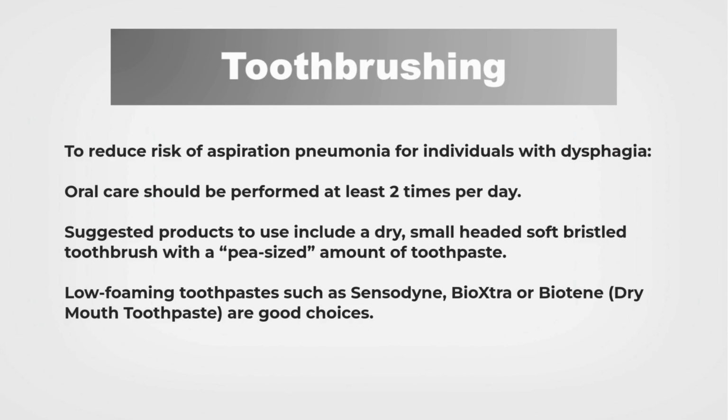Toothbrushing. To reduce risk of aspiration pneumonia for individuals with dysphagia, oral care should be performed at least 2 times per day. Suggested products to use include a dry, small-headed soft-bristled toothbrush with a pea-sized amount of toothpaste. Low-foaming toothpastes such as Sensodyne, BioExtra, or Biotene dry mouth toothpaste are good choices.